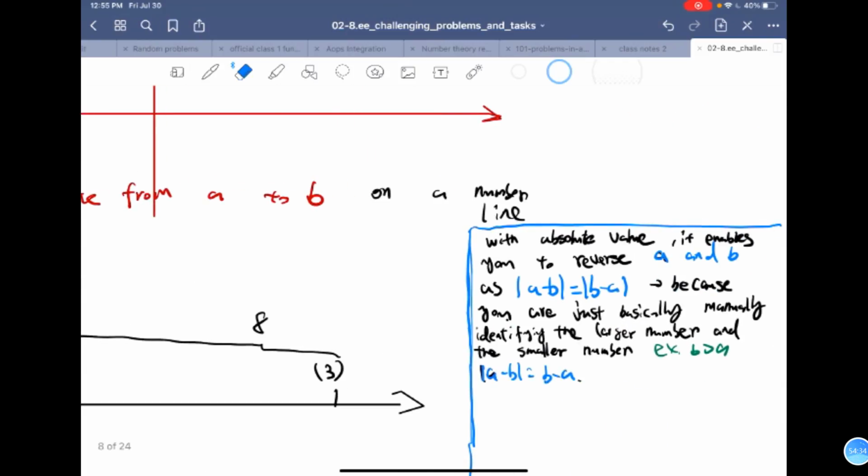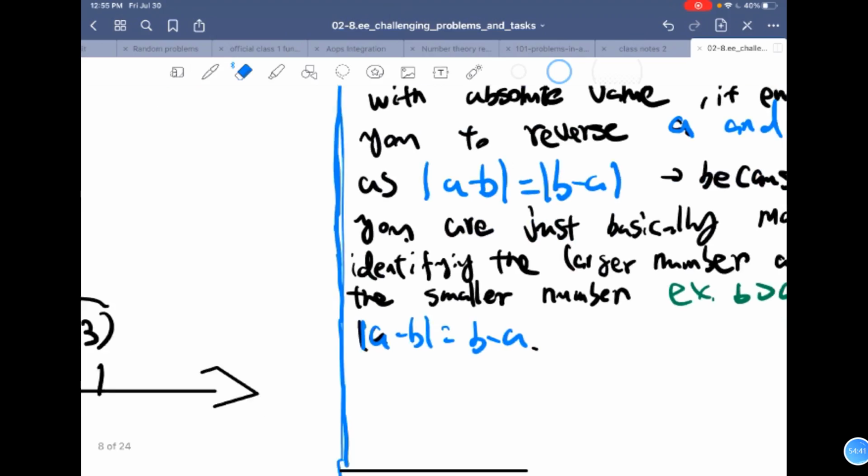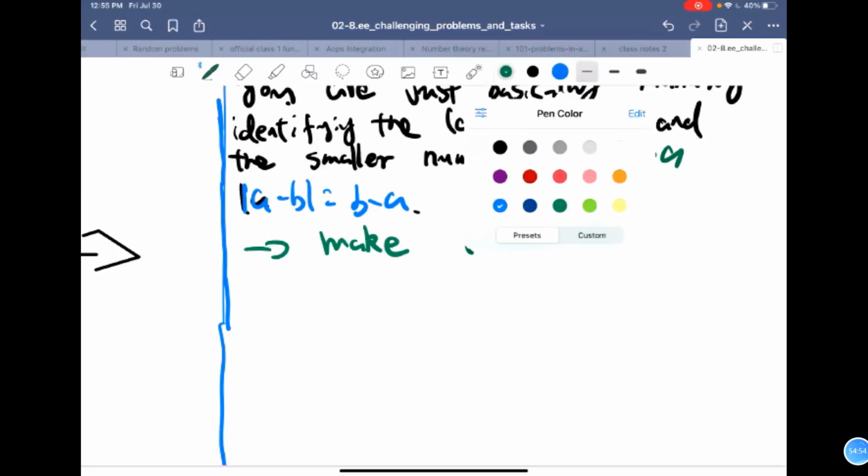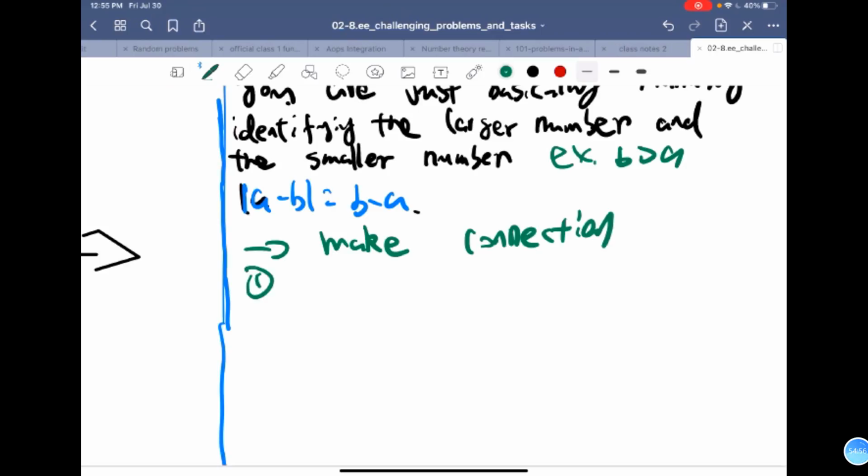What this really means is, is there a connection with the absolute values? The point here is just to make the connection. Okay, I'm going to point out the connection. Distance. Shoot. Distance must be positive.